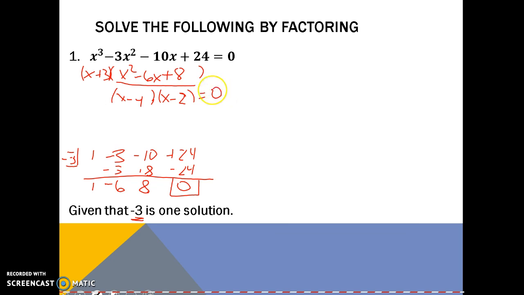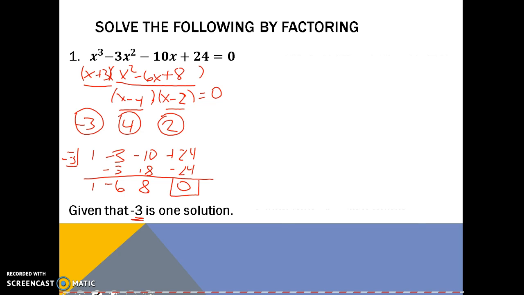Those three factors equal 0, which means one of these three has to be equal to 0. If it's x plus 3, then x is negative 3. That's one solution. If it's x minus 4, then x is 4. That's a second solution. And if x minus 2 is equal to 0, I would add 2 and get 2, and that's my third solution.